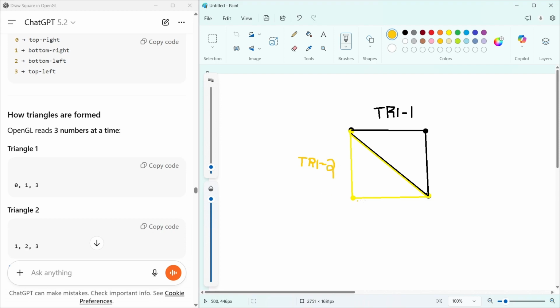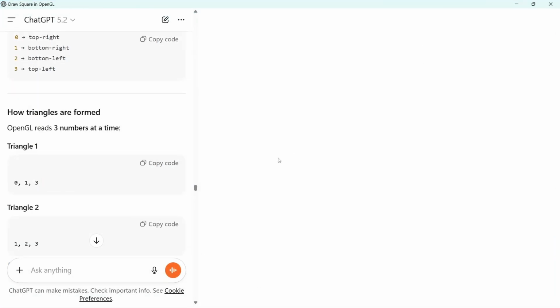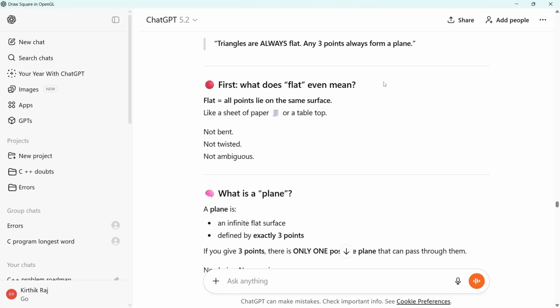Okay, so this is triangle 2 and this is triangle 1. That is okay, it is what it is. So this is how we are going to tell the GPU to locate the triangles for the perfect square.